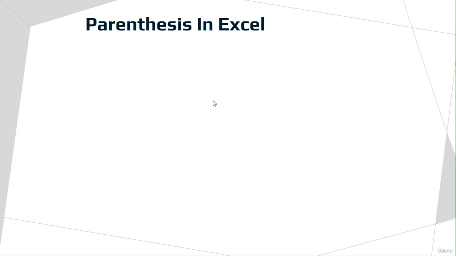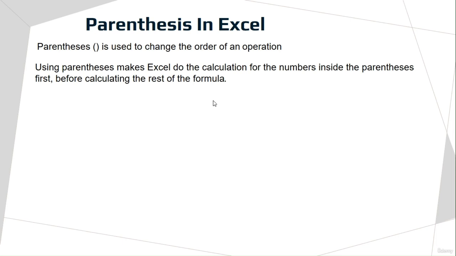This lesson, we will be discussing parentheses in Excel. Parentheses, known as brackets, are used to change the order of an operation. Using parentheses makes Excel do the calculation for the numbers inside the parentheses first, before calculating the rest of the formula. This means that the values or the numbers inside the parentheses will be calculated first, before any other value.